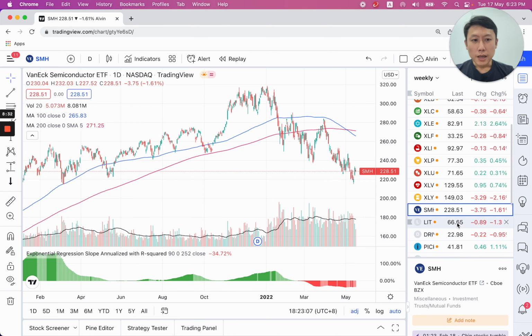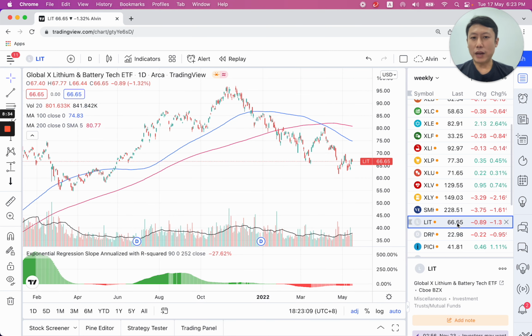Okay, and then lithium battery, right? With the rise of electric vehicles, the demand for battery should be going up, but same thing, the share prices have been going down since the end of last year, and it is more in a bearish mode than a bullish mode. Okay, so same thing, there is some warning sign over here.